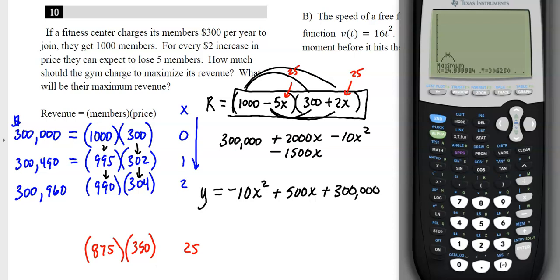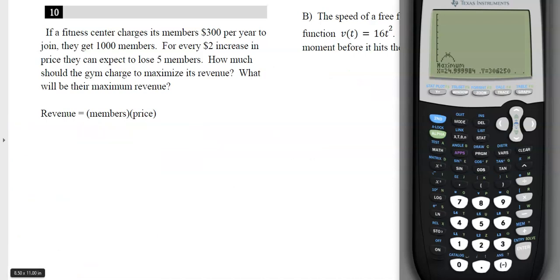And punch that in my calculator. 875 times 350. So it looks like $306,250 is about the most I'm going to squeeze out of that. Since it's a decimal, you can't really have a decimal amount of members. So let's go to our table and verify what's going on here. So my table, we had x at 25, so I think I can just leave it.